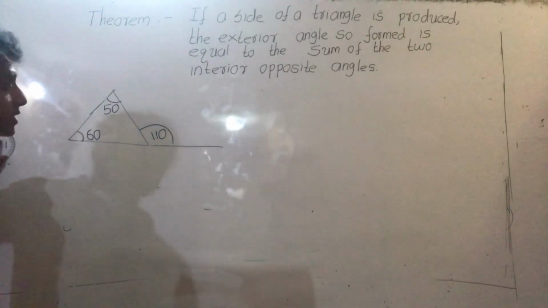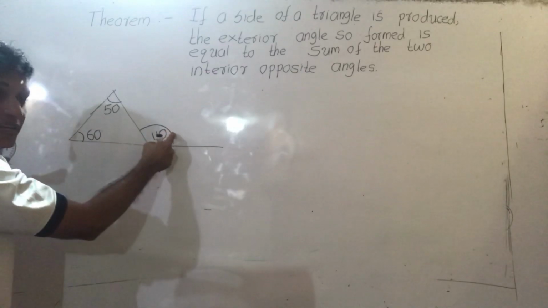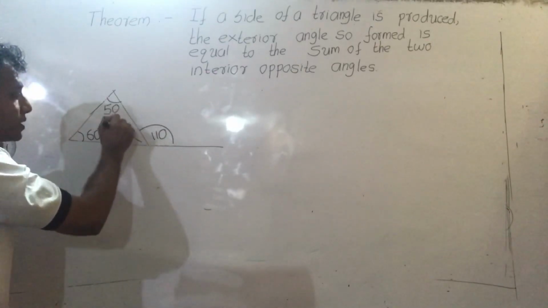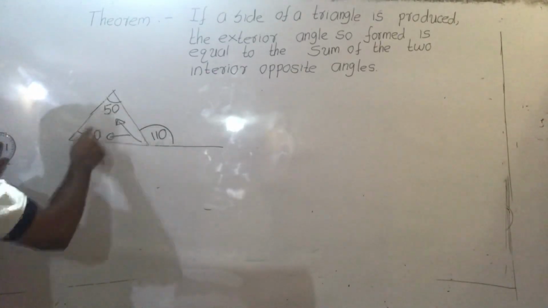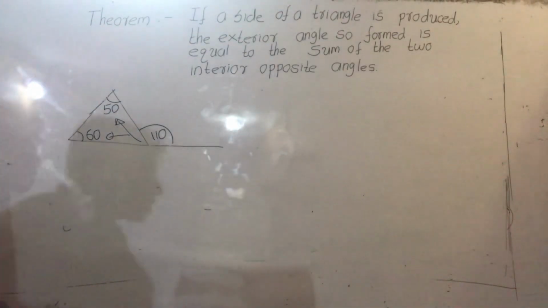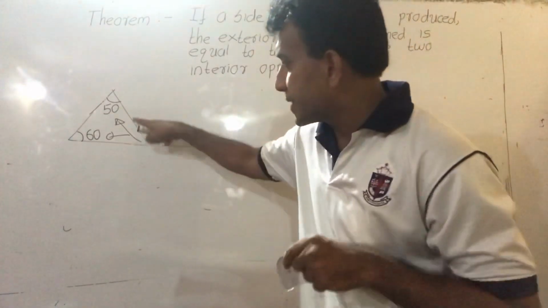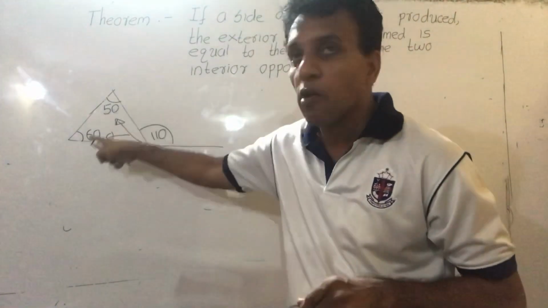So is it true? Check this. The exterior angle formed by producing the side is 110. The two interior opposite angles added are also 110. That's the practical measuring method to show whether the theorem is true, right? The exterior angle is equal to the sum of those two.